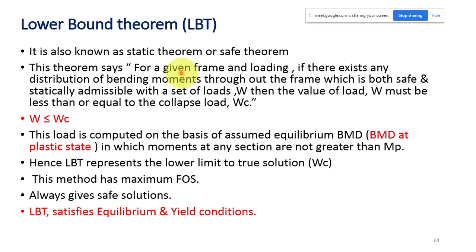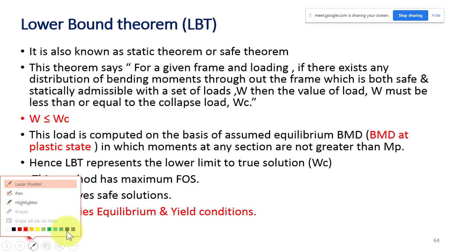The theorem statement is given like this: for a given frame and loading, if there exists any distribution of bending moment throughout the frame which is both safe and statically admissible with a set of load W, then the value of load W must be less than or equal to the collapse load. The statement is not very clear, but I have taken it directly from a textbook.